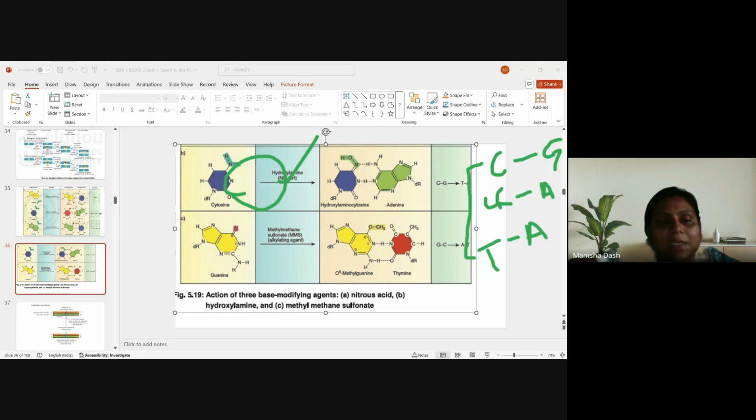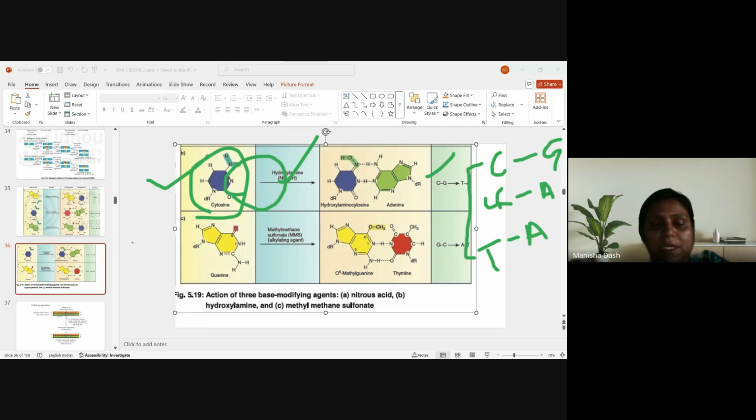But here, one thing you should keep in mind: unlike the rest of the mutagens, which can induce both transition mutations, like AT to GC and GC to AT, hydroxylamine will induce only the GC to TA transition mutation. There is no AT to GC, because it will only act upon the cytosine base.